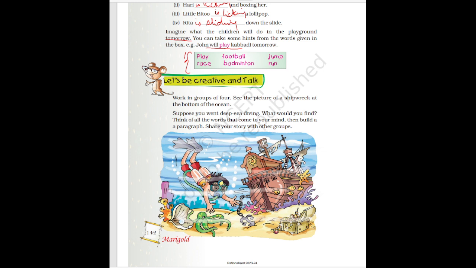See, what it is saying, suppose you went deep sea diving. Imagine this boy is you and you are inside the sea. Why did you go there? To see a shipwreck. This is a shipwreck inside the sea. You went to see this. What you are seeing inside the water, you have to keep in your mind and make a paragraph. Like you see here, oyster, pearl, octopus. Then you see some coins, jewelry. Then fishes, jellyfish. Whatever you see, you have to make a paragraph on that.